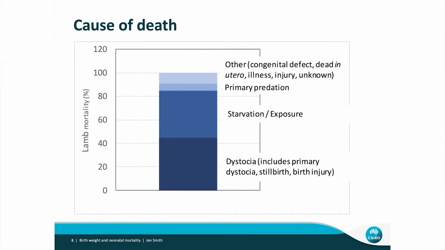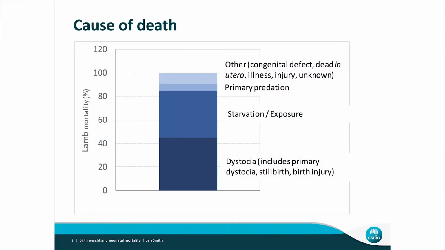We tried our best to estimate cause of death from educated field observation, if you like. And a lot of the people that do these lambing rounds have been doing it for quite a long time. This is what we come up with. We didn't try to separate the different sorts of dystocia, so we've put them all in together, and they accounted for more than 40% of all of the mortalities in those years.